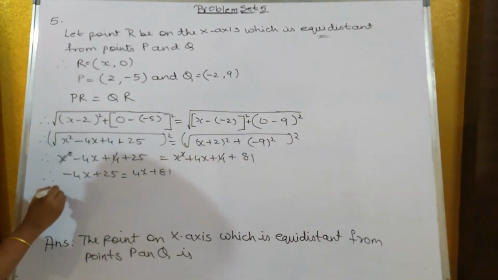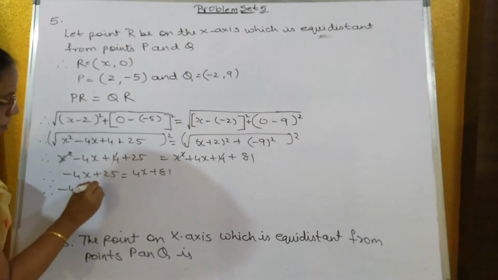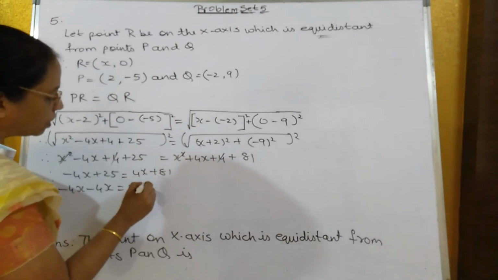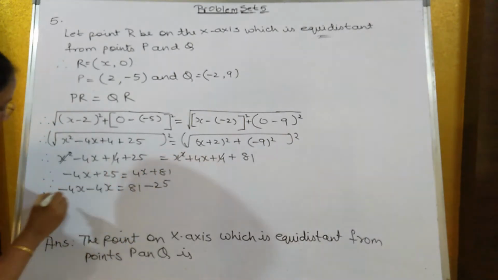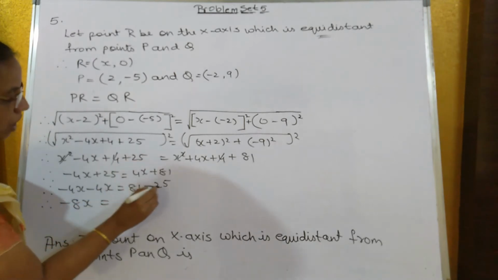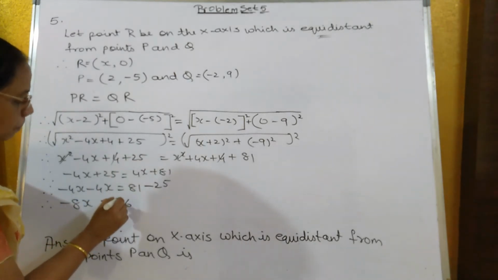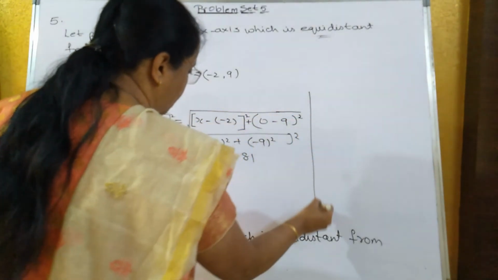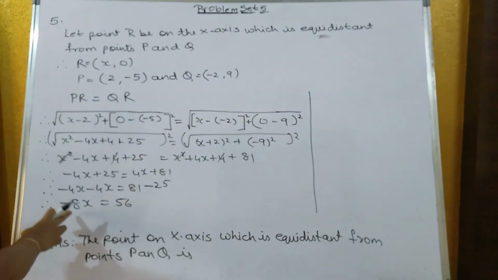What you'll get? Minus 8x is equal to 81, and bring this 25 on the other side. It will become minus 25. Therefore minus 8x is equal to 81 minus 25, which is how much? 56. I'll show over here the continuation of that sum. So minus 8x is equal to 56.